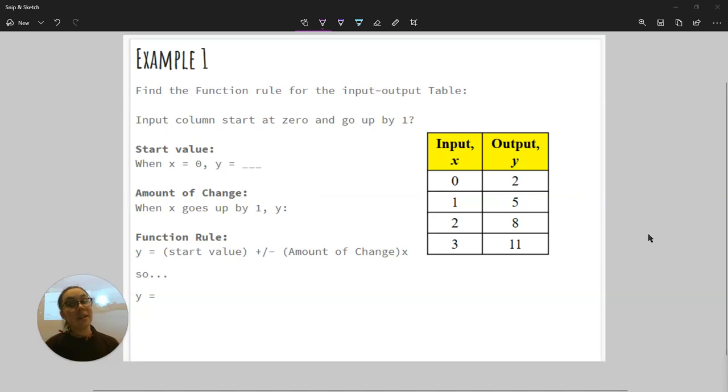This is example 1 of lesson 4.6, writing function rules. We've dealt with function rules, other people's function rules. Now we're writing our own.